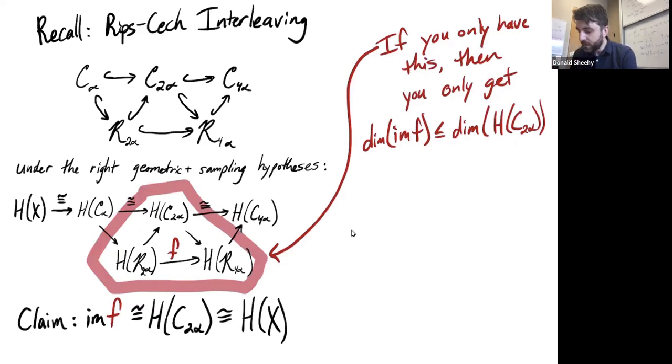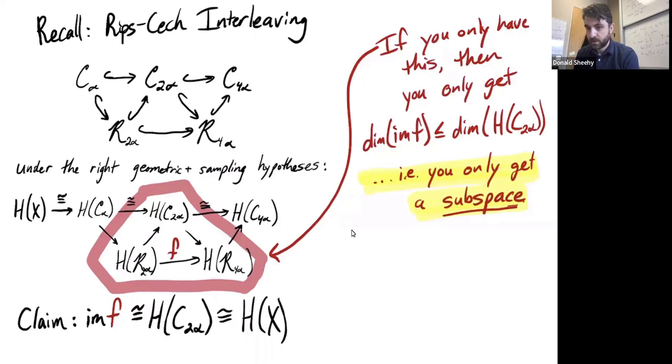So if I only knew this, if I just said, look, I have these two Rips complexes and they're nested, and if I look at the homology of that image, well, the result is at least going to be a subspace of the space I care about. And so this is the analogy I want to push on: I'm going to do something similar, but with persistence modules, and the result will be that I will only get a sub-barcode.